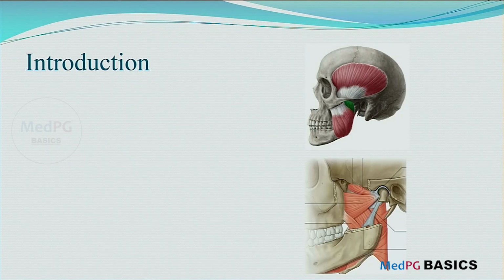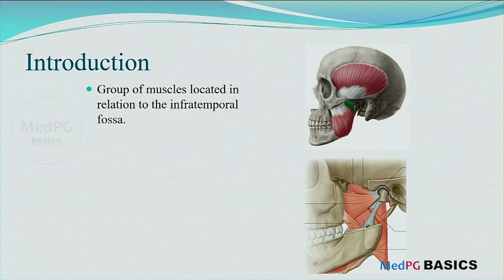Now coming to the introductory part of these muscles of mastication, in this picture you can see the different muscles of mastication. What you can see here are the temporalis, the masseter muscle, and the two pterygoid muscles. All these together constitute the muscles of mastication.